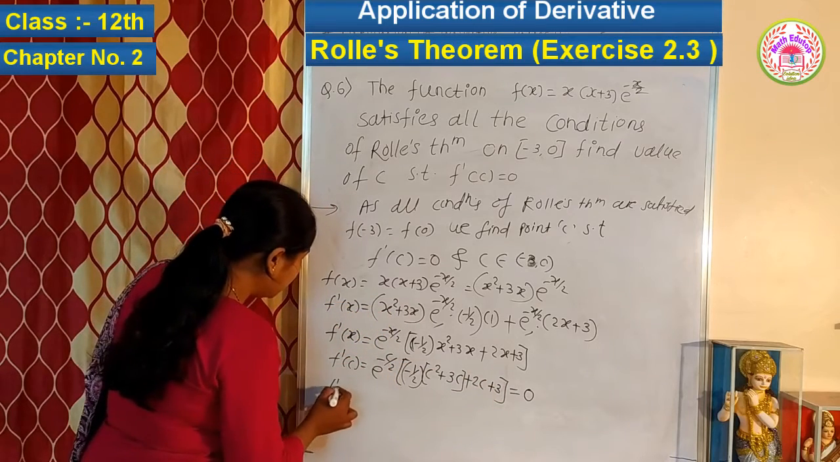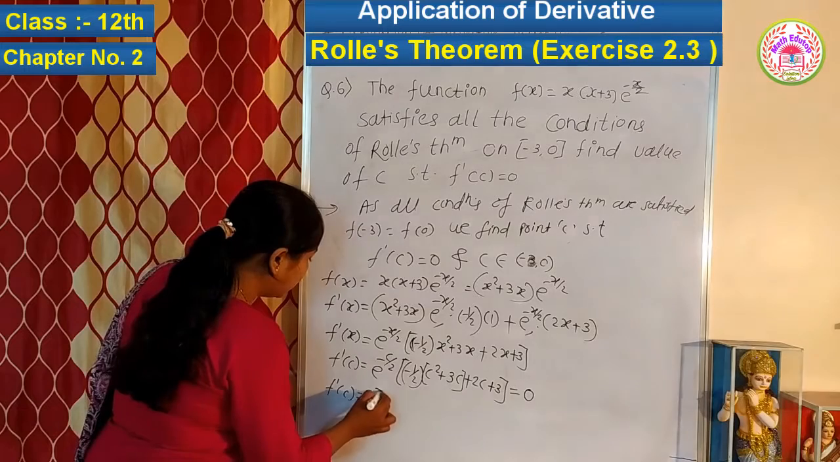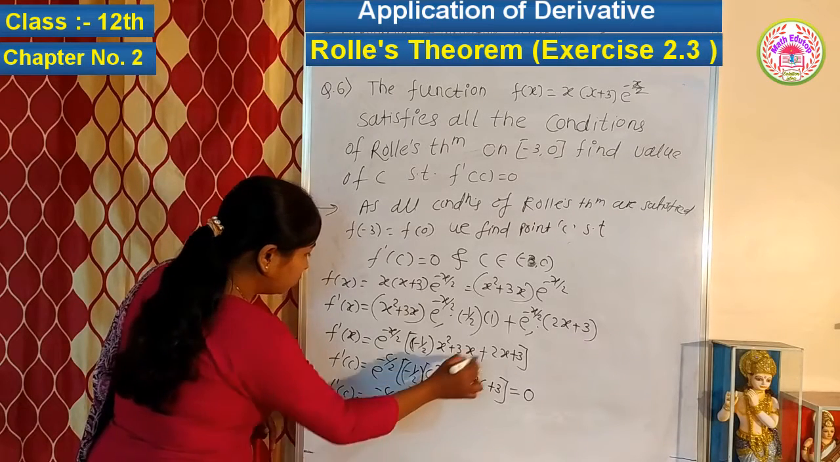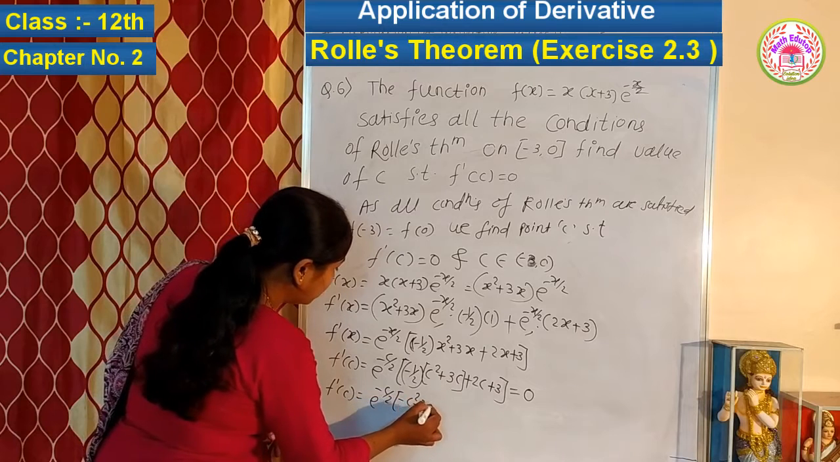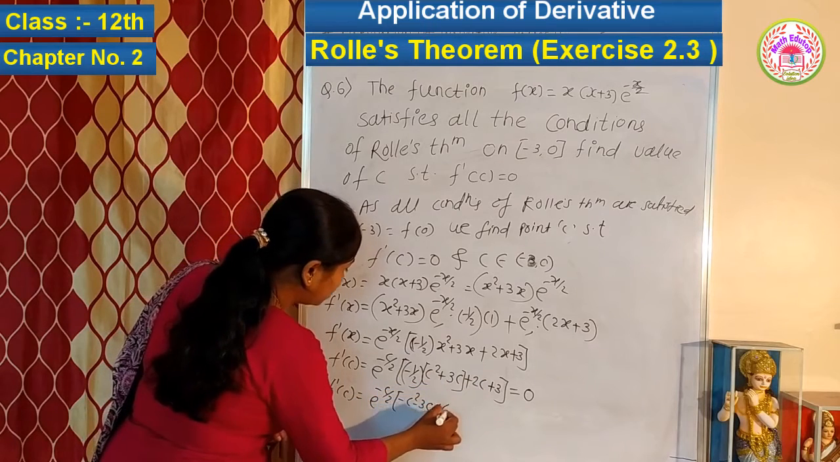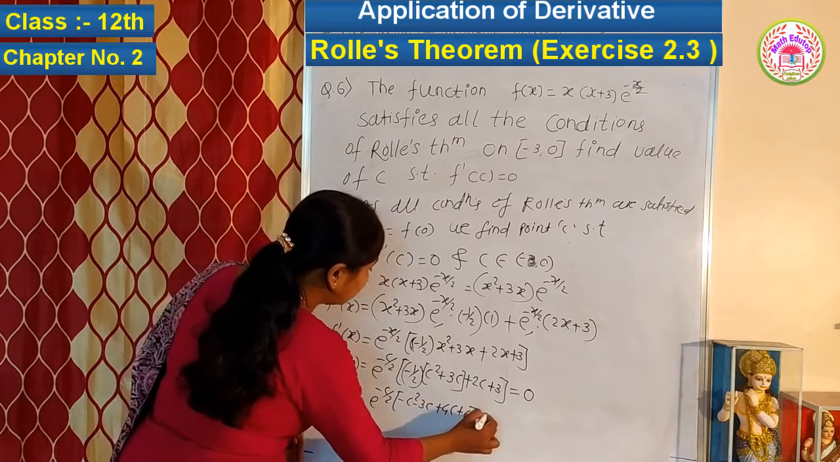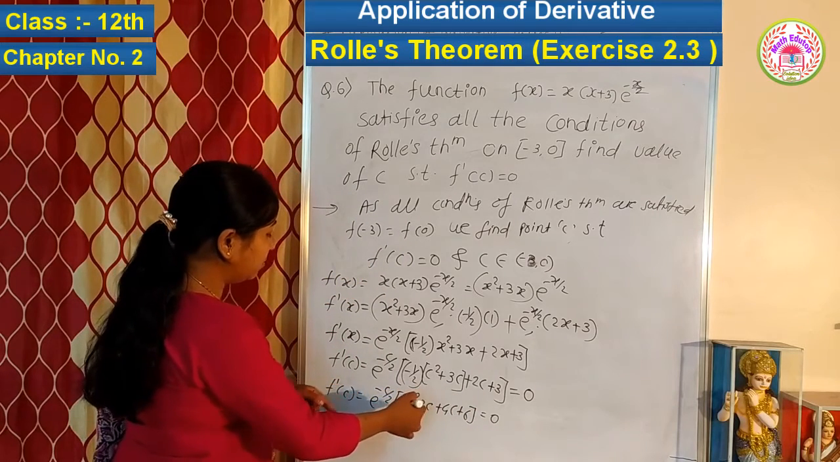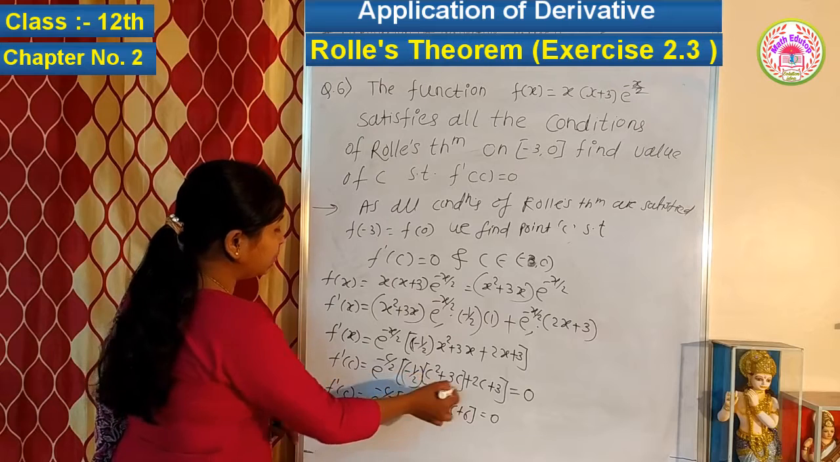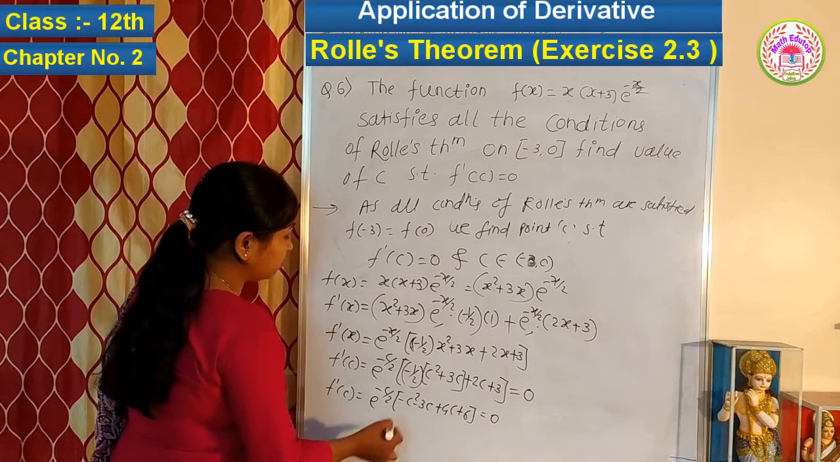f dash of c is equal to e raised to minus c by 2. Multiplying this by 2, we get minus c square minus 3c, okay? This will become 4c plus 6 is equal to 0. Then also multiply by the minus sign, okay? Multiplying this by minus 2, this will be 4c plus 6, okay?